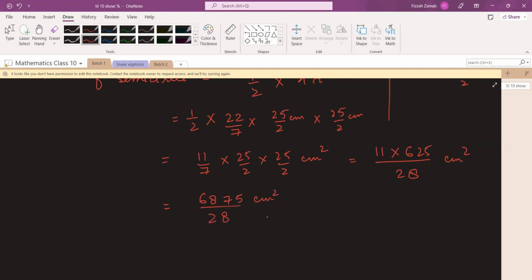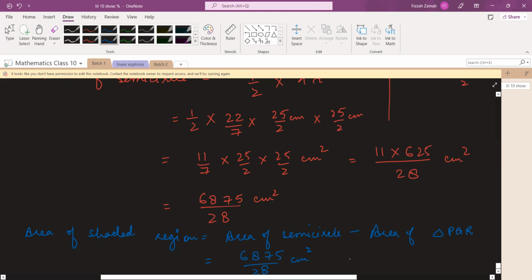Right. So we have got the area of the triangle. We have got the area of the semicircle. So now let us find the area of the shaded region. You can write again, no problem. So area of semicircle minus area of triangle PQR, right? So this we have got 6875 divided by 28 centimeters square. And this was 84, right? 84 centimeters square.